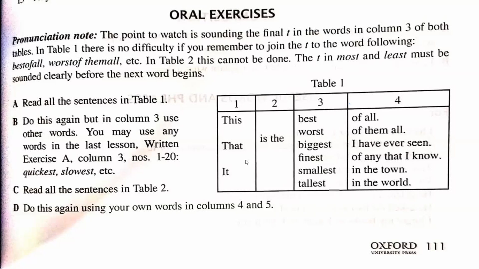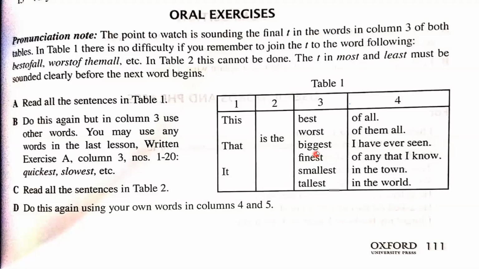Now, dear students, read all the sentences in table 1 first of all. This is the best of all. This is the worst of them all. This is the biggest I have ever seen. That is the finest of any that I know. It is the smallest in the town, or it is the tallest in the world. Now, what we have, dear students, are the adjectives used, but in which form? Superlative form: best, worst, biggest, finest, smallest, tallest.